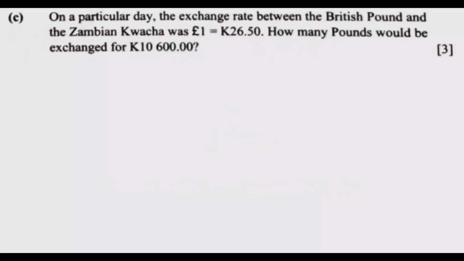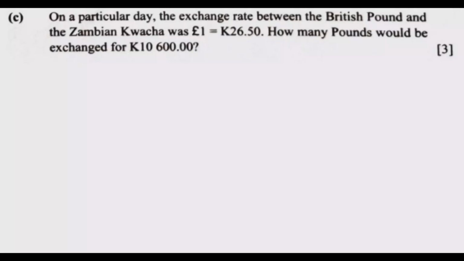We come to question 3C. On a particular day, the exchange rate between the British pound and the Zambian kwacha was 1 pound to 26 kwacha 50 ngwe. How many pounds would be exchanged for 10,600 kwacha? On a particular day, the exchange rate between the British pound and the Zambian kwacha was 1 pound is equal to 26 kwacha 50 ngwe.